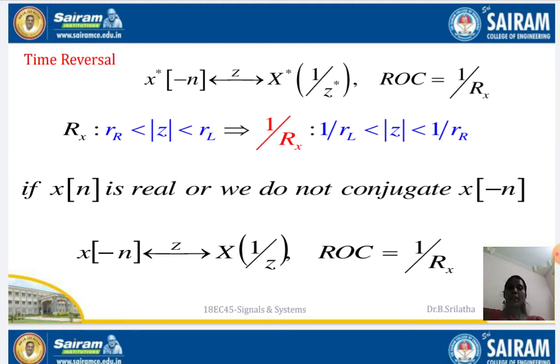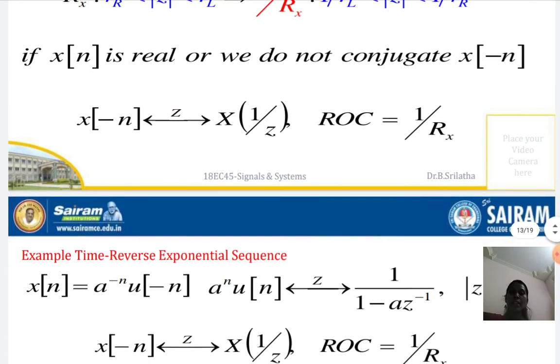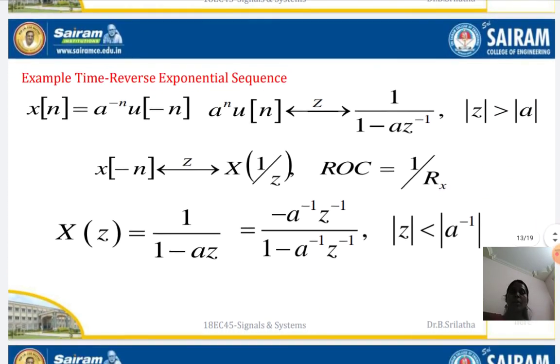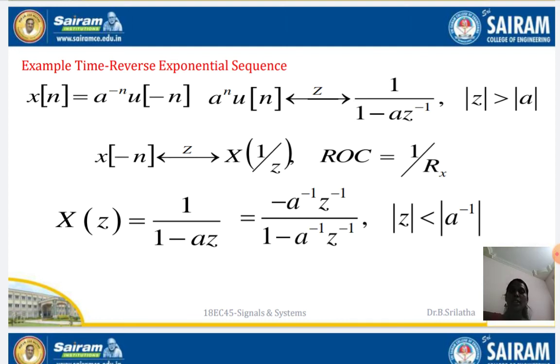Okay, clear. Now if x of n is real, we do not conjugate. We should not conjugate x of minus z. Only for complex signals. So the z transform of x of minus n we already know is x of 1 by z, and the region of convergence is 1 by r of x. Correct.